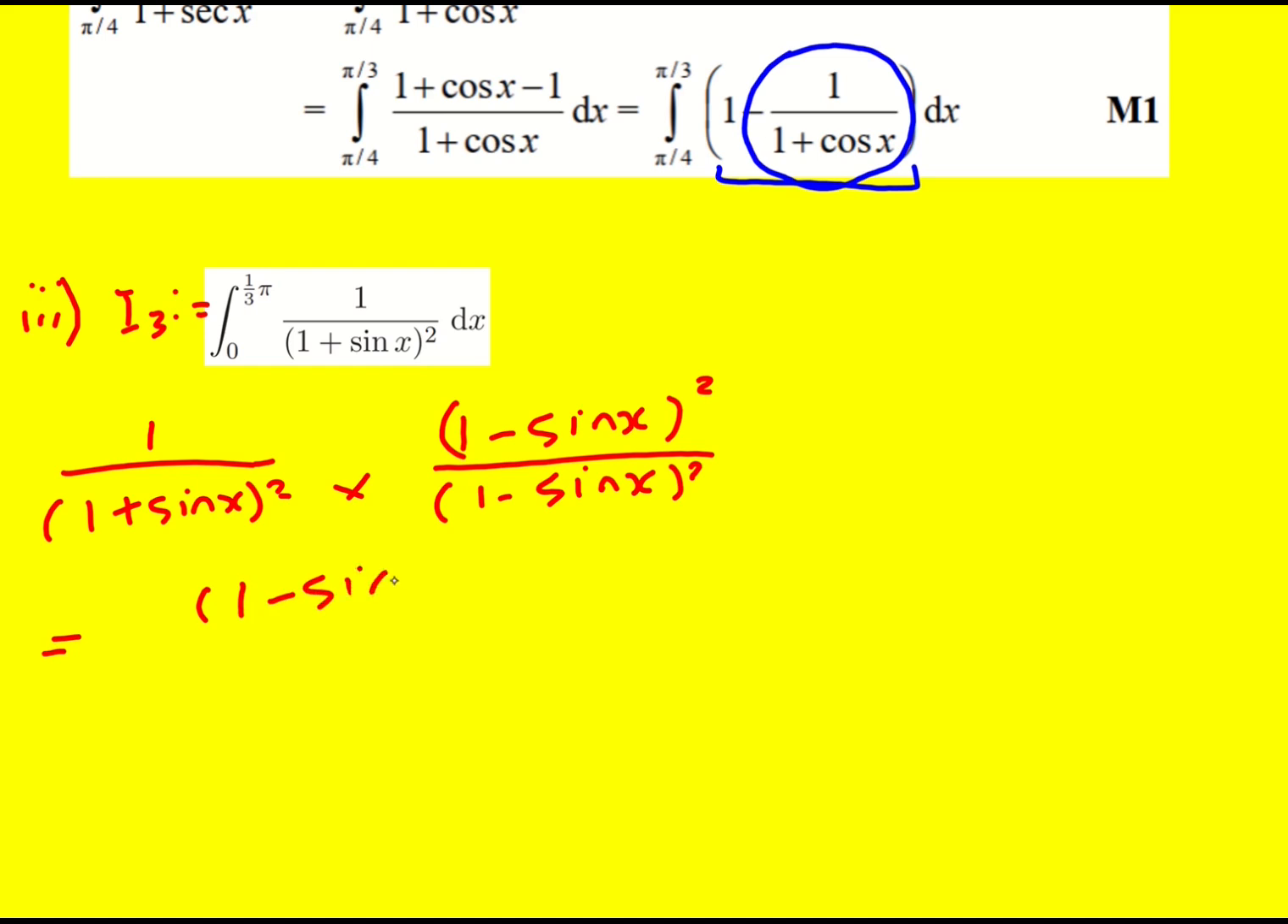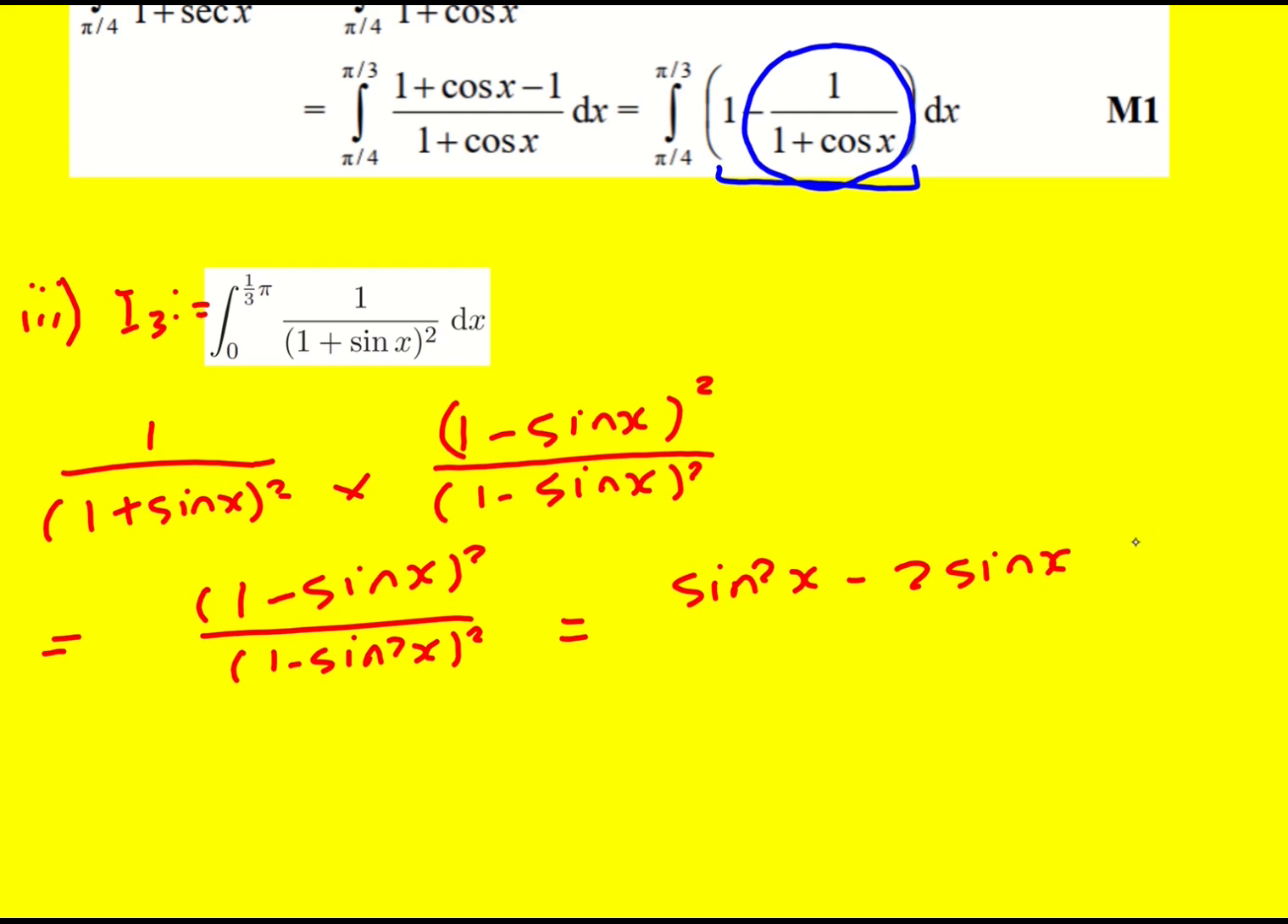So I'll deal with the top in a minute. Because when I put a pair of these brackets together, I'll get 1 minus sine squared, so it'll be 1 minus sine squared x all squared. And then I'm going to expand the top. So I'm going to get sine squared x minus 2 sine x plus 1 all over, okay, here comes cos to the power of 4x.